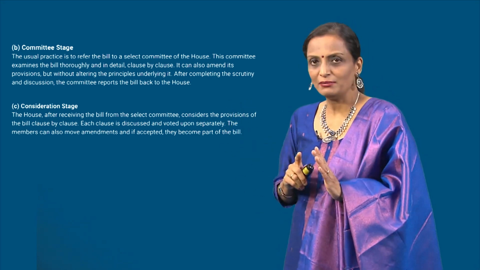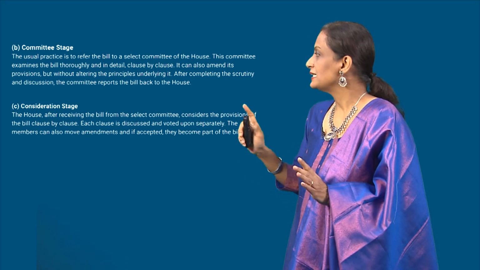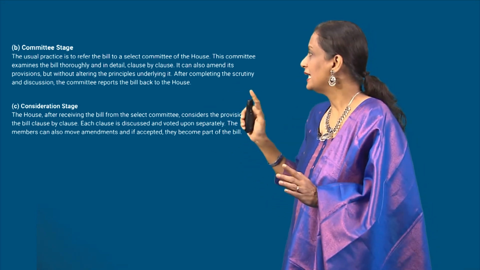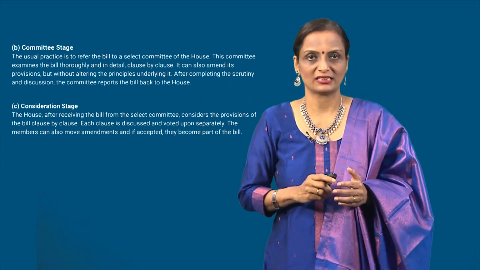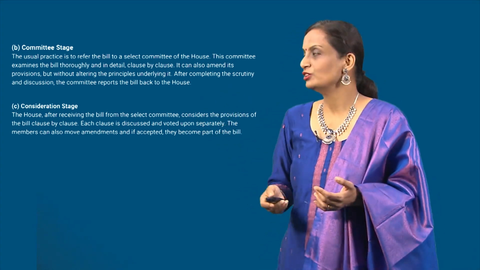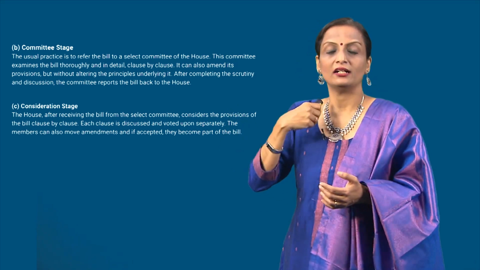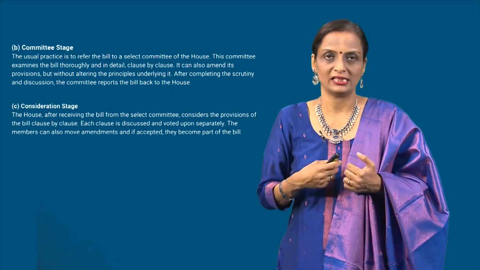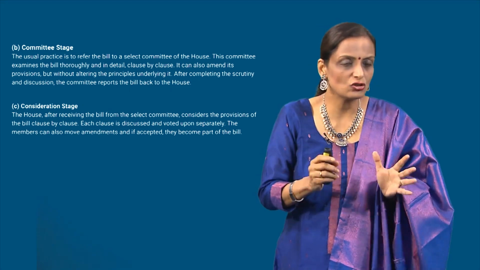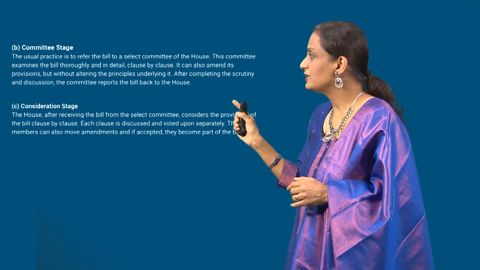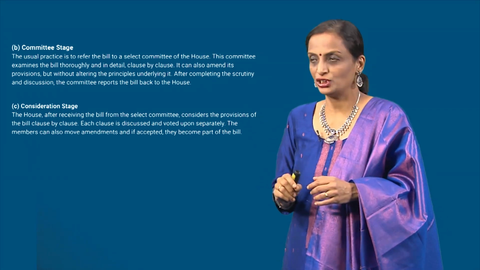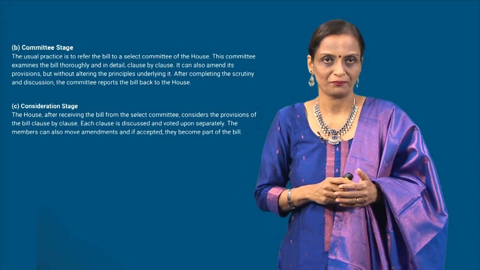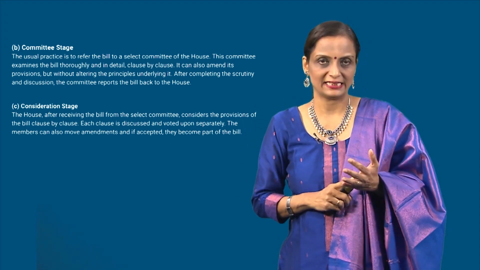The committee examines the bill thoroughly and goes into details. Clause by clause it is checked, and then it can also amend its provisions. After amending its provisions and making its final report or recommendation based on the principles underlying it and seeing whether there is constitutionality, after completing the scrutiny and discussion, the select committee reports the bill back to the house. So, this is the role of the committee stage.